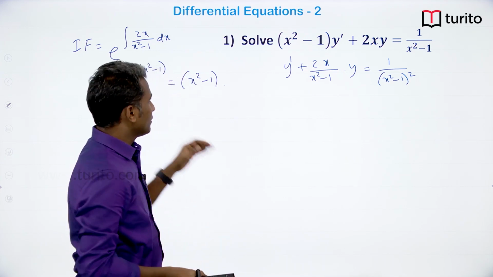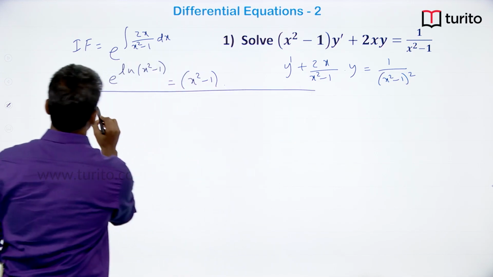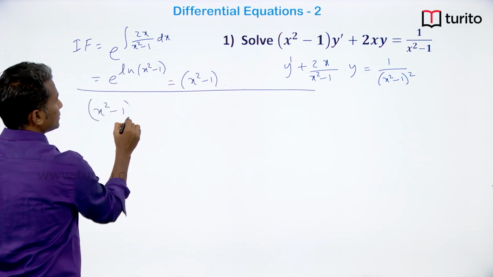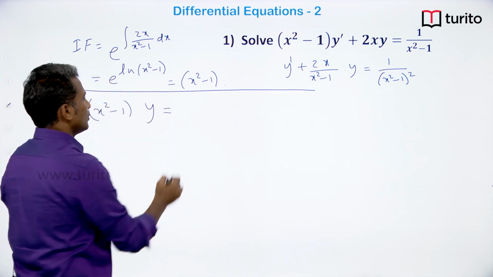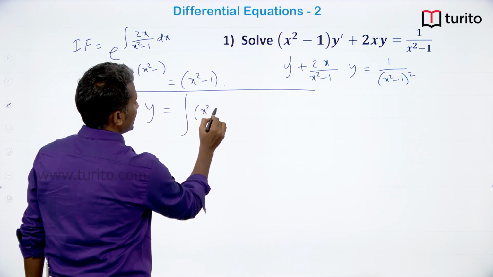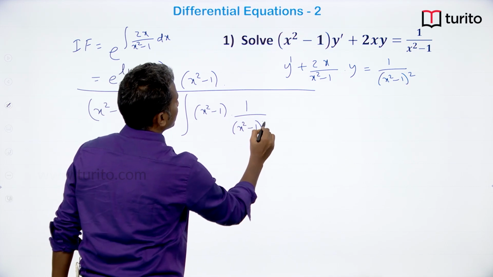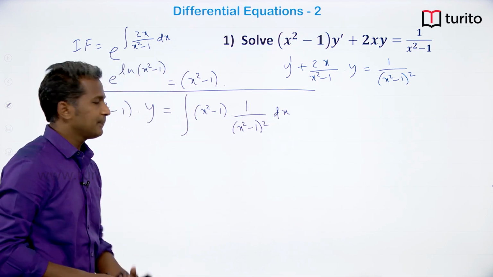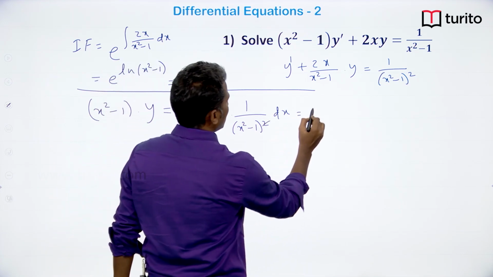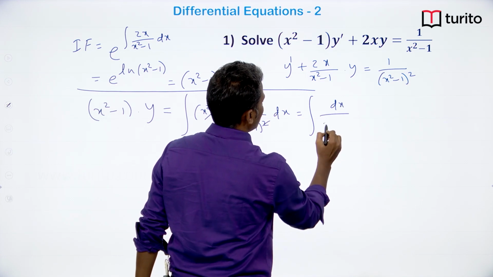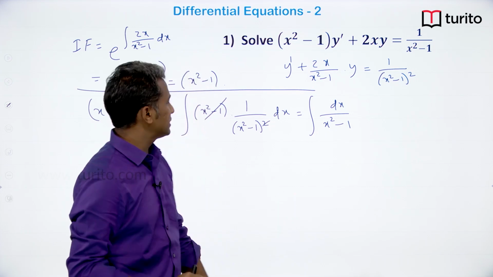What is the next step? We don't want to multiply and complicate the algebra. We directly write integrating factor into dependent variable y is equal to integral of integrating factor into RHS dx. Okay. Now see if there are any terms that could get cancelled. This is getting cancelled and we are getting integral of dx by x square minus 1. We can integrate this by partial fractions.